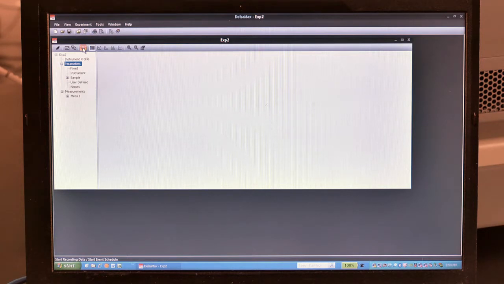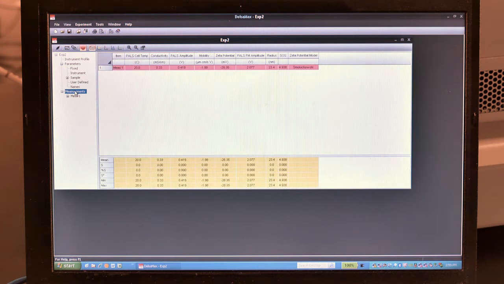While the red light is flashing, that indicates that the instrument is running the experiment and collecting data. Typical dynamic light scattering experiments might take several minutes, up to nearly 15 minutes in time to collect zeta potential. But for this instrument, all the data is now collected, and it took only 15 seconds.